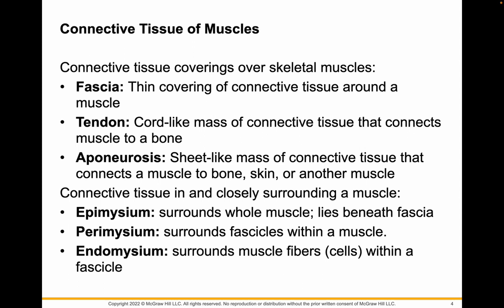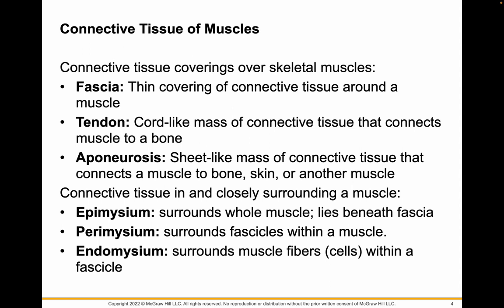So first we want to talk about the coverings that are found on skeletal muscle. And you've probably heard of fascia. These are thin connective tissue around the muscle, kind of like a packaging, if you will. The tendon is connective tissue that connects muscle to bone. In the skeletal unit, we looked at ligaments, that's connecting bone to other bone. Tendons connect muscle to bone. And aponeurosis are sheet-like masses of connective tissue that connects muscle to bone or skin or even another muscle. And we'll only see a few of these on the skull and the abdomen.